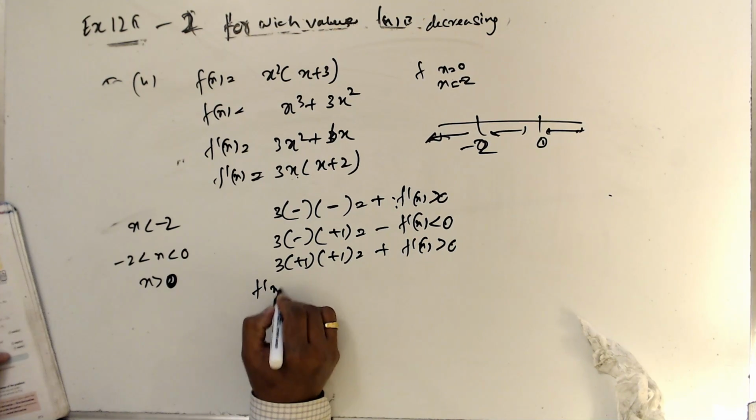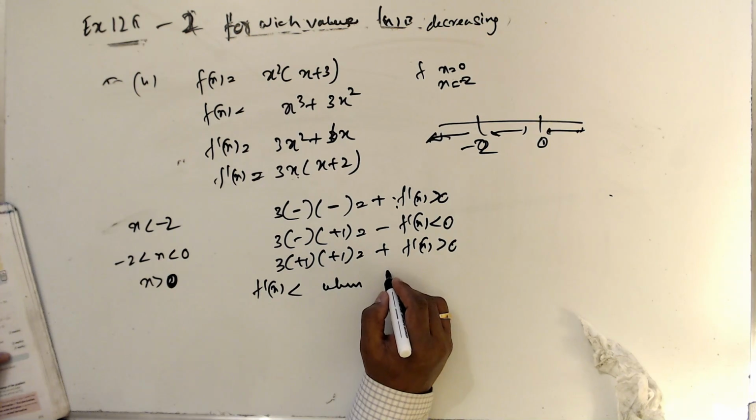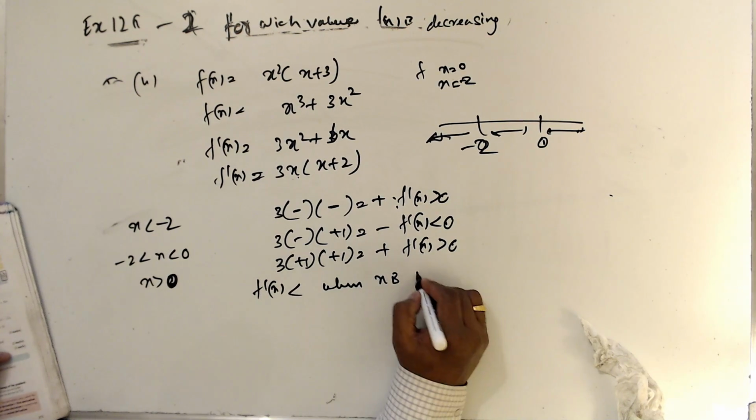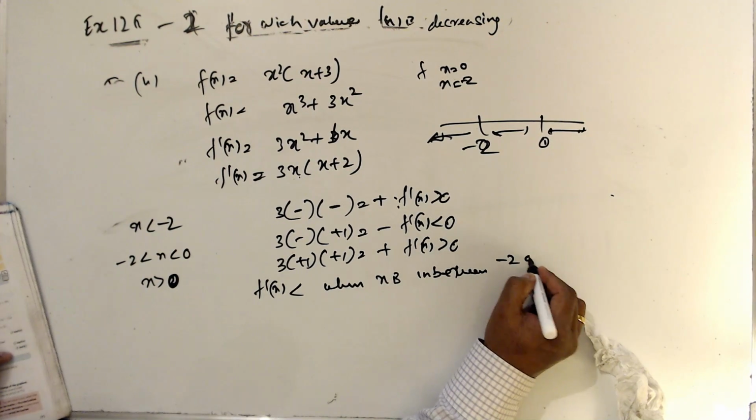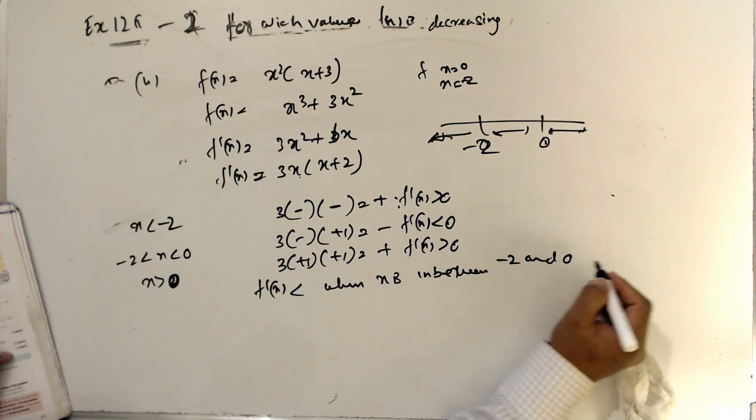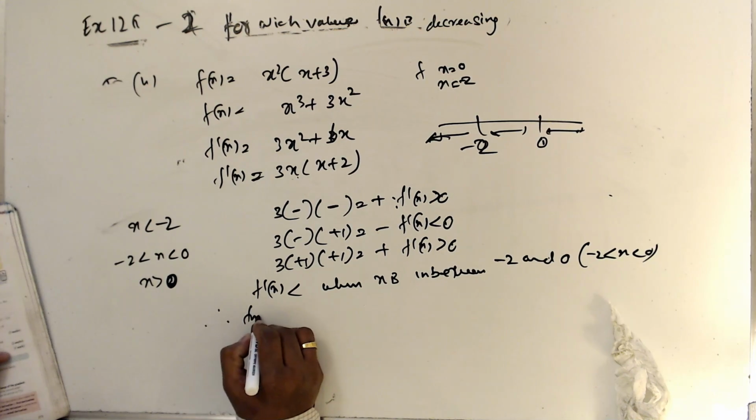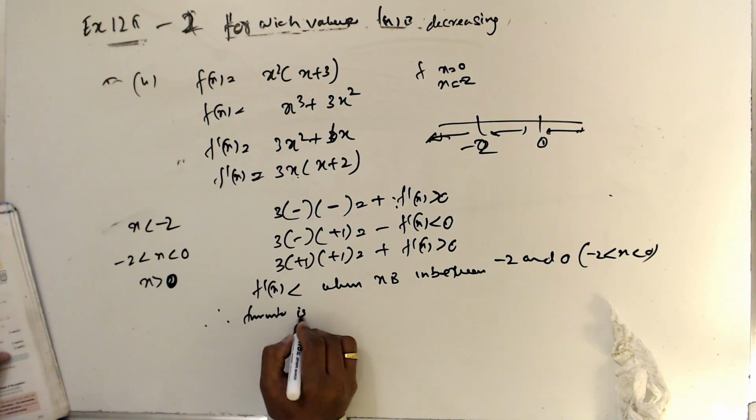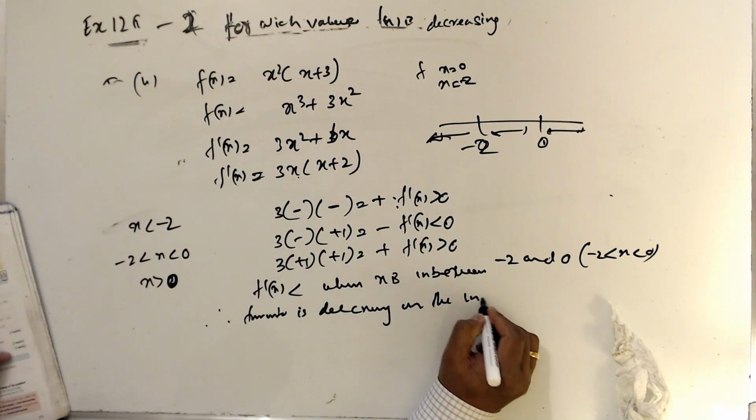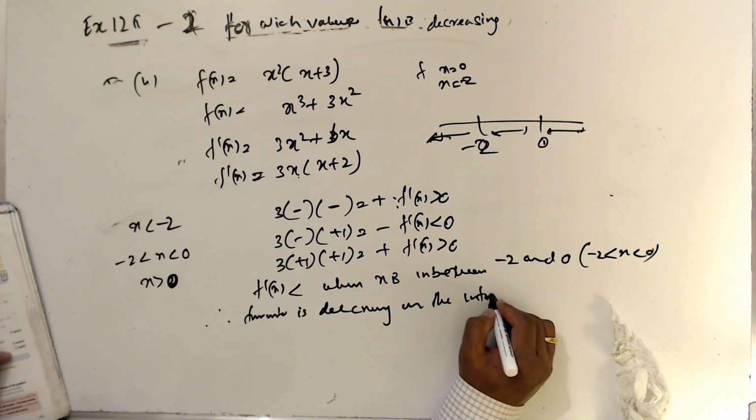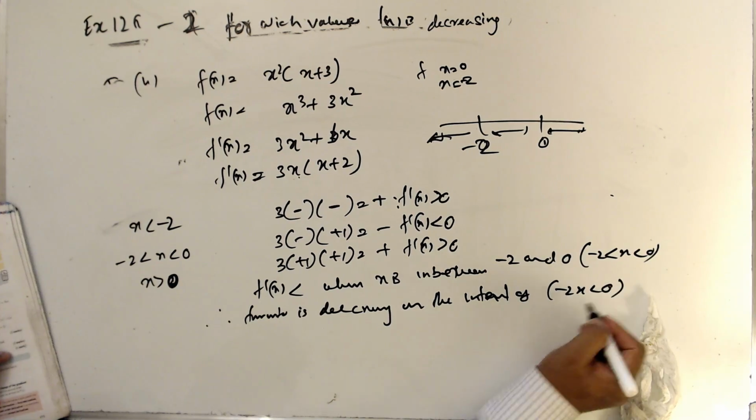So f dash x is less than 0 when x is in between minus 2 and 0. Hence the function is decreasing on the interval of minus 2 to 0.